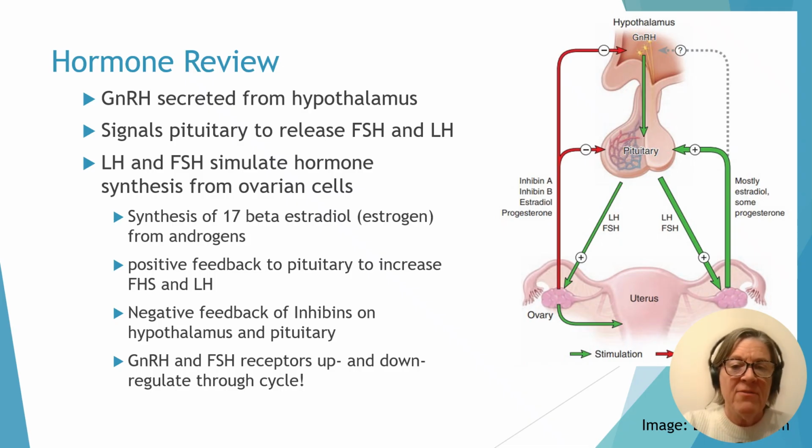Then there's a positive feedback loop, which is shown on the right side with the green arrow, to the pituitary to further increase LH and FSH. But then there's negative feedback shown on the left side of inhibins and also estradiol and progesterone on the hypothalamus and the pituitary. It's complicated because the GnRH receptors in the pituitary and the FSH receptors on the target tissues up and down regulate throughout the cycle, so they don't exactly do just one thing all the time.